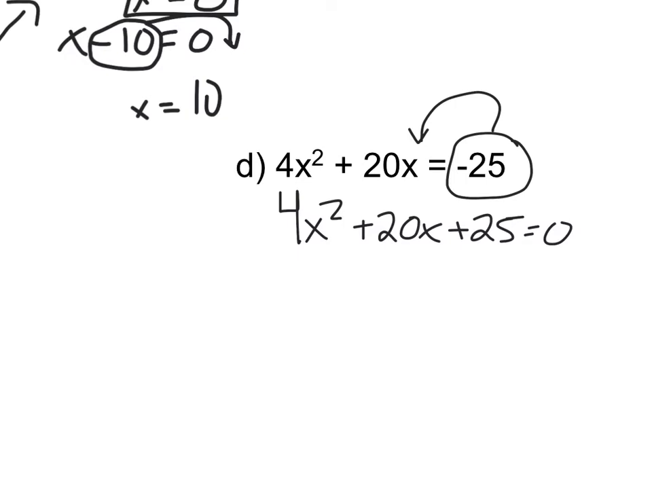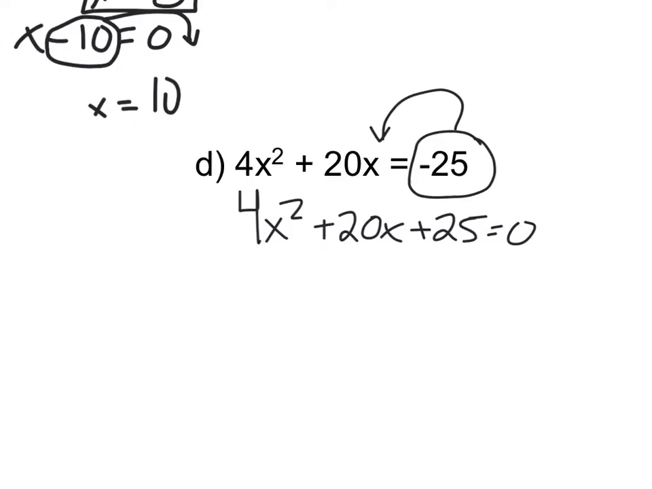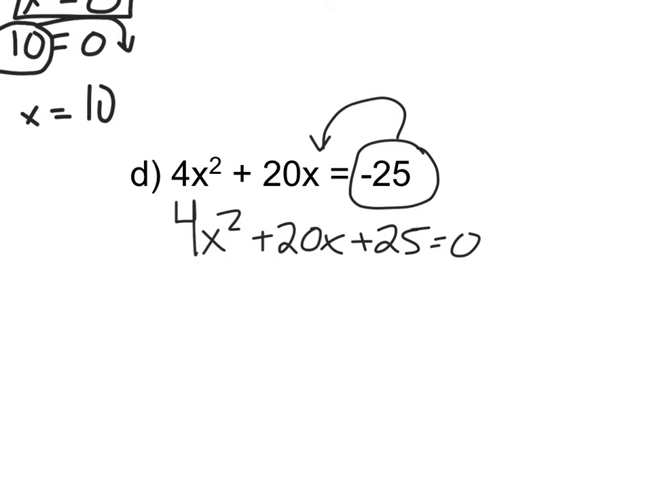Then I tried greatest common factor. So I tried to divide the 20 by 4 and the 25 by 4, which doesn't work. So the next number that goes into 4 is 2. That also doesn't work. I can't take out any x's, so then this will be an example of decomposition.